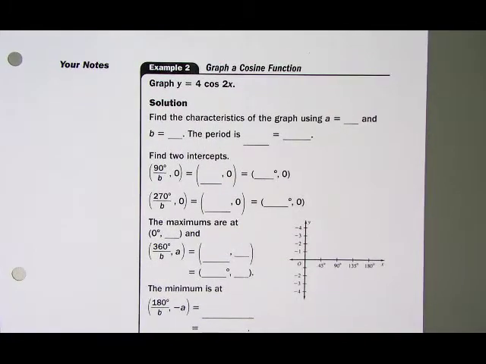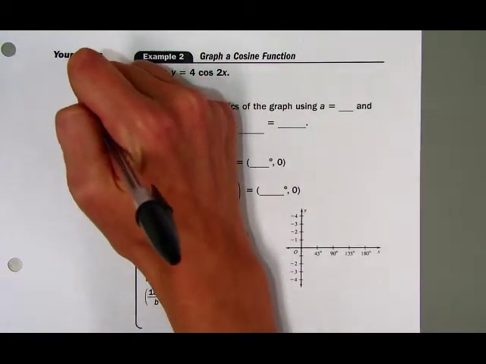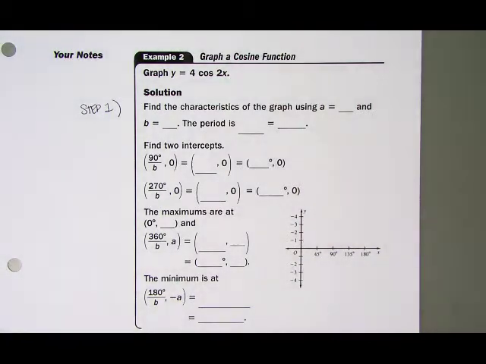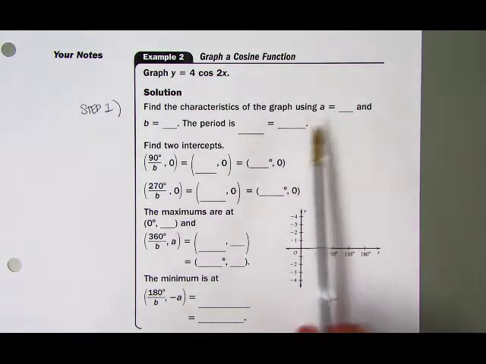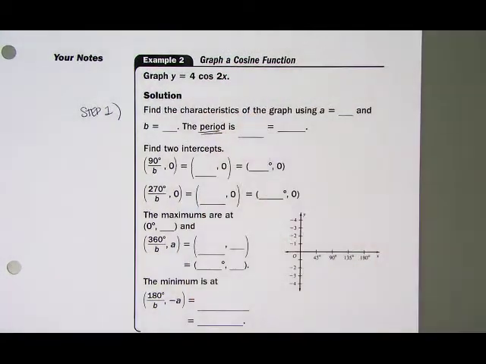So in example 2, a couple things I want to make sure we outline first is that there's technically 3 steps for both sine and cosine for graphing these. And the first, like I said in example 1, our first step is outlining what A is, what B is, and what the period is. Okay, so the first step is finding those 3 pieces of information.